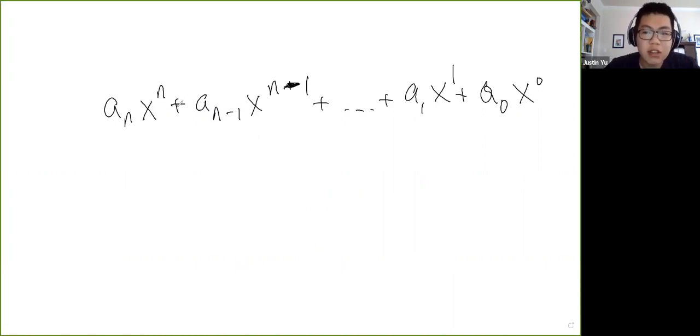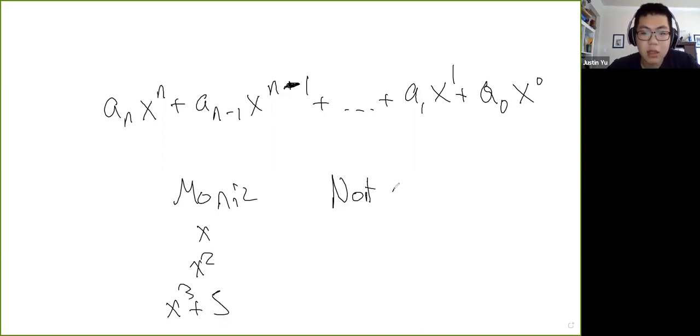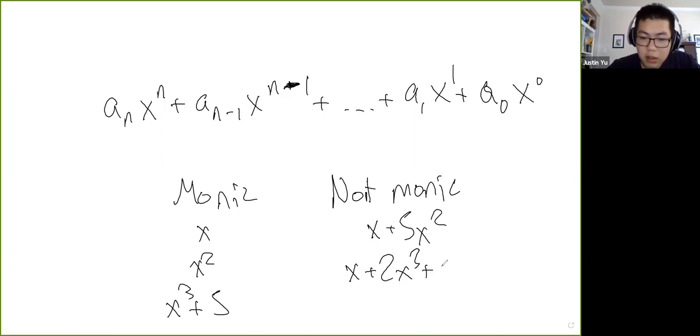The final term that we have to talk about is the Monic polynomial. All that Monic basically means is that the coefficient in front of the term with the highest degree is 1. So this a of n value is equal to 1. So examples of Monic polynomials: x, x squared, x cubed plus 5. Not Monic polynomials: x plus 5x squared, x plus 2x cubed plus x to the second power. You see that for these, the highest term's coefficient is not 1.